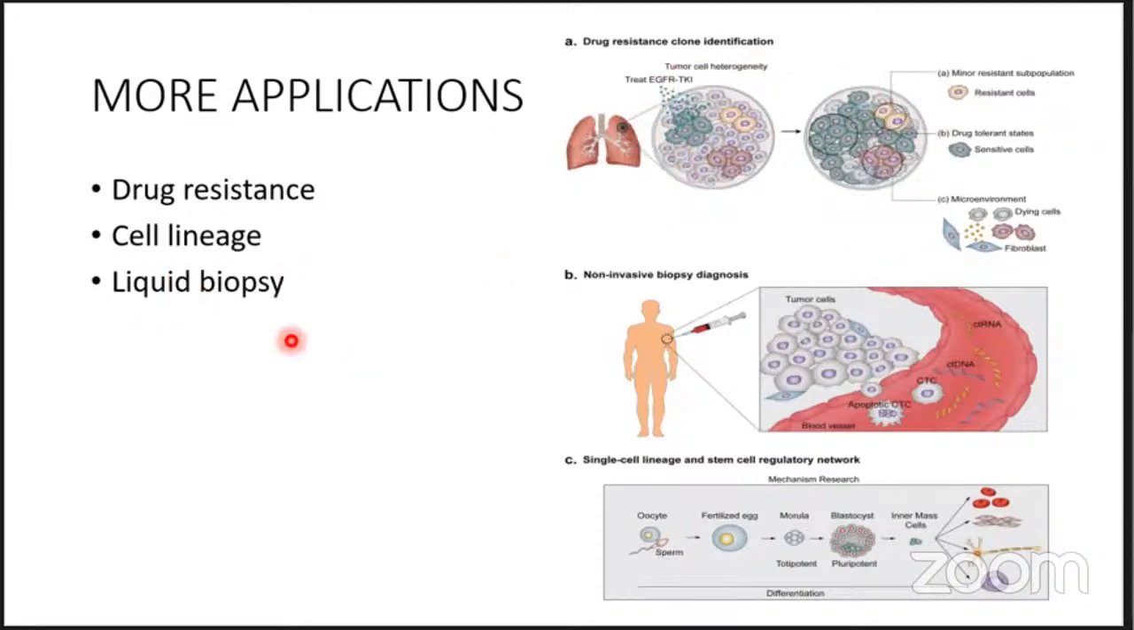Cell lineage and the liquid biopsy. If I talk about cell lineage, we know there are different developmental stages in the body, like oocyte, fertilized egg, morula, blastocyst, and then it will turn into mature cells like neuron cells or any other kind of cells. So here we have only one cell, two cells to get these opportunities, right?